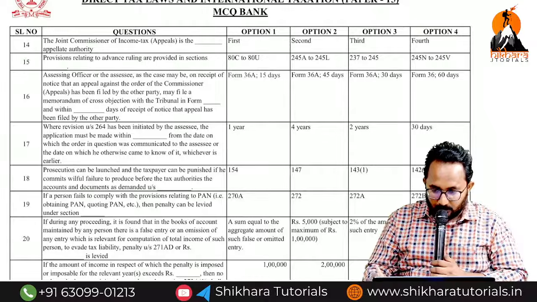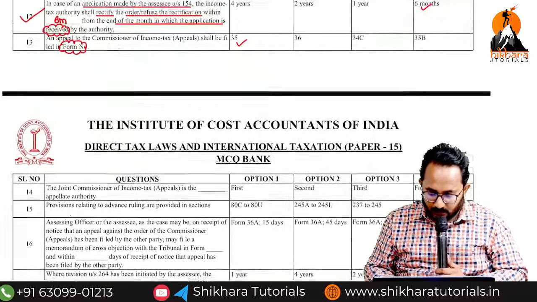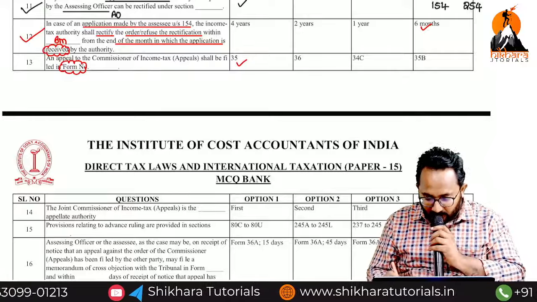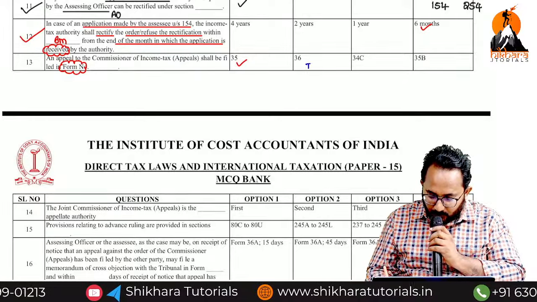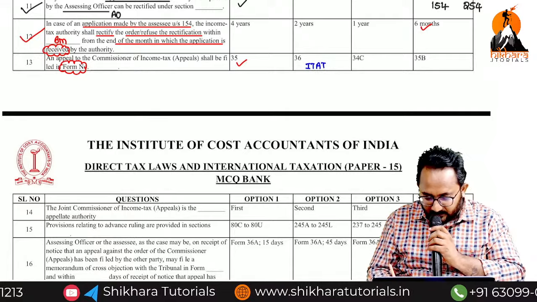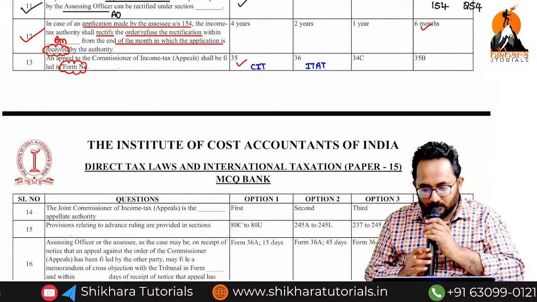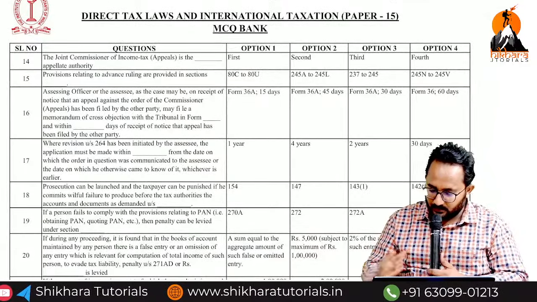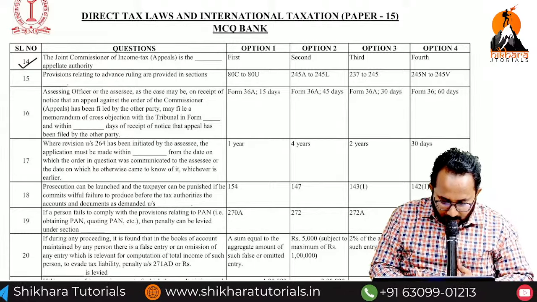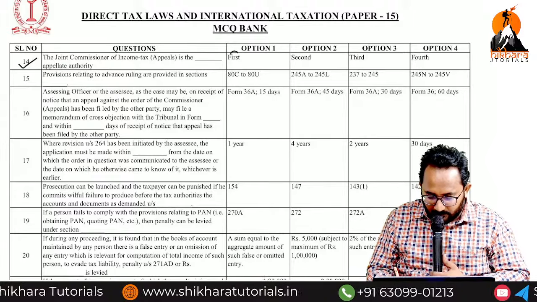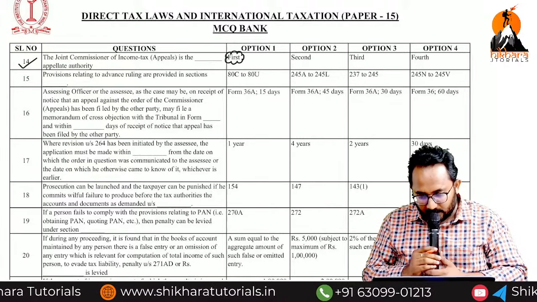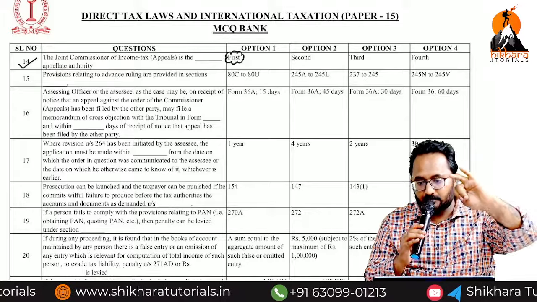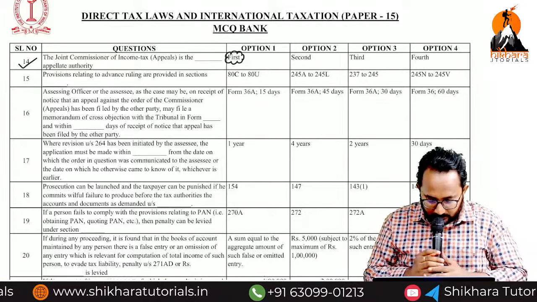Now one more: form number 35 is before the Commissioner of Income Tax, form 36 is before the ITAT. Don't confuse these. Next, the 14th one: the Joint Commissioner of Income Tax is a first appellate authority. Joint Commissioner of Income Tax, Commissioner of Income Tax, ITAT. Next, High Court, Supreme Court.